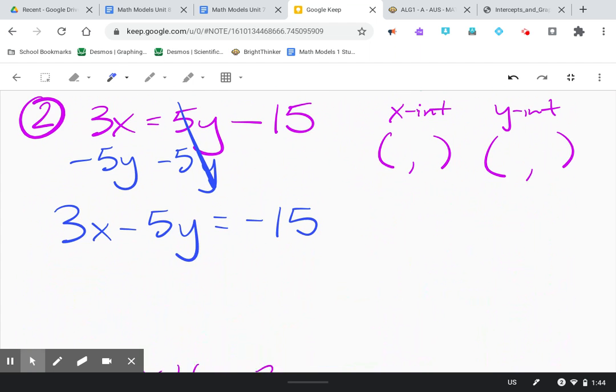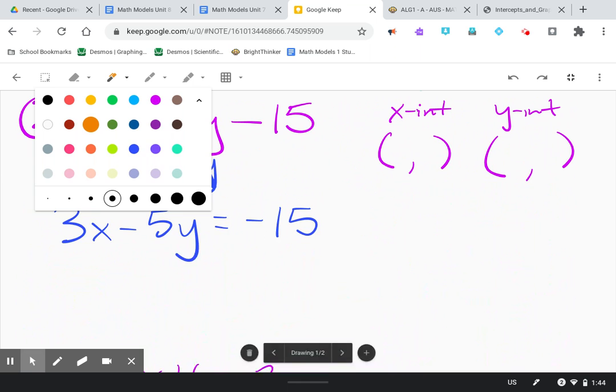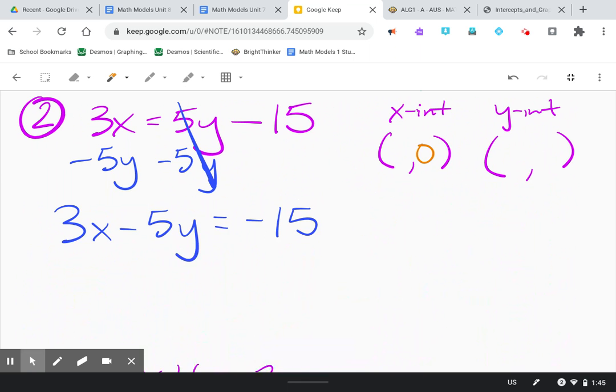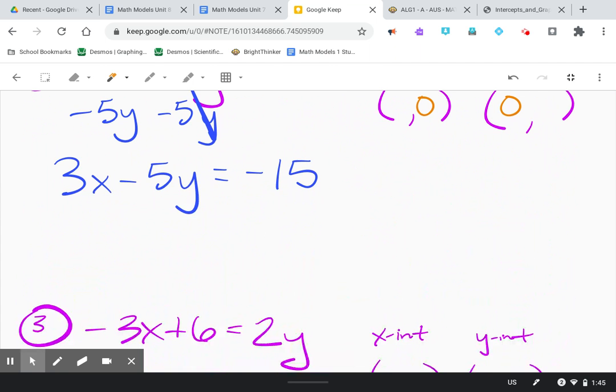So again, if I want to solve for my x-intercept, I'm only going to look at the x. And for my y-intercept, I'm only going to look at the y. So I would do it the following 2 ways. For my x-intercept, I would do 3x equals negative 15. And for my y-intercept, I would do negative 5y equals negative 15.